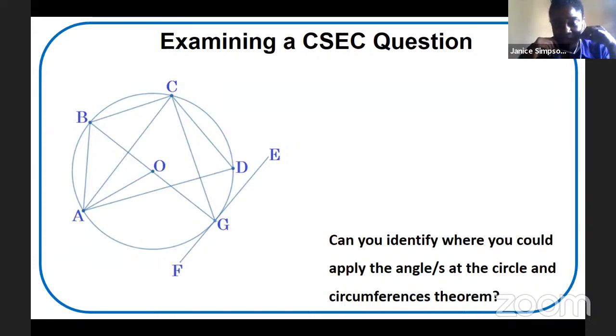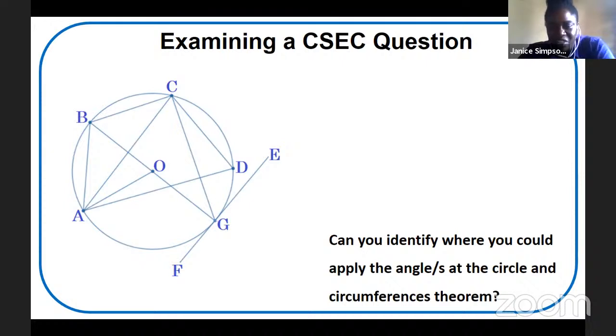Sorry about that. Somebody's saying they're not hearing me clearly. All right, so I'm just trying to elevate the microphone to make that a little easier. So I am seeing CDA, but I'm not seeing an angle at the center that would be twice that angle at the circumference. So I would have to say no.